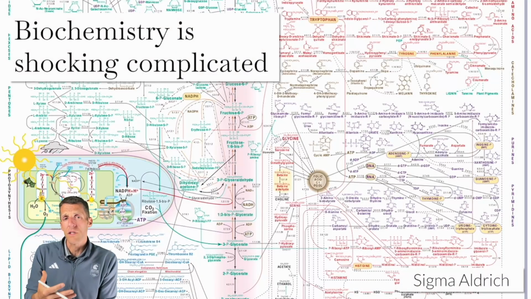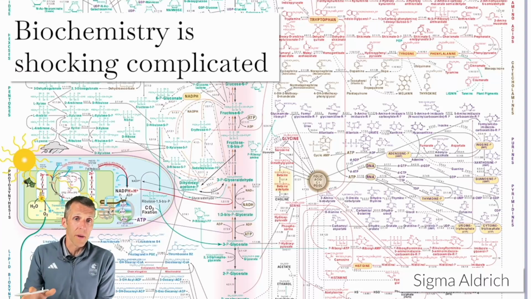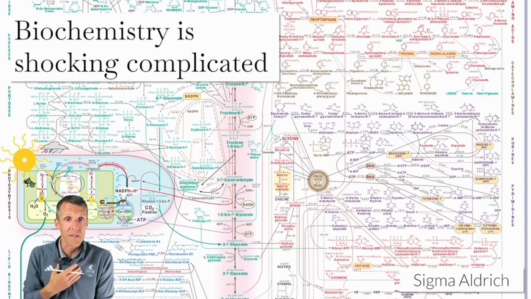I think for a lot of students, when they first encounter biochemistry, they're overwhelmed by the details, right? So this is a poster showing a bunch of metabolic pathways. And I think a lot of students say, how in the world am I ever going to come to grips with all of this complexity? How am I going to pass a class where I have to deal with all of this complexity?